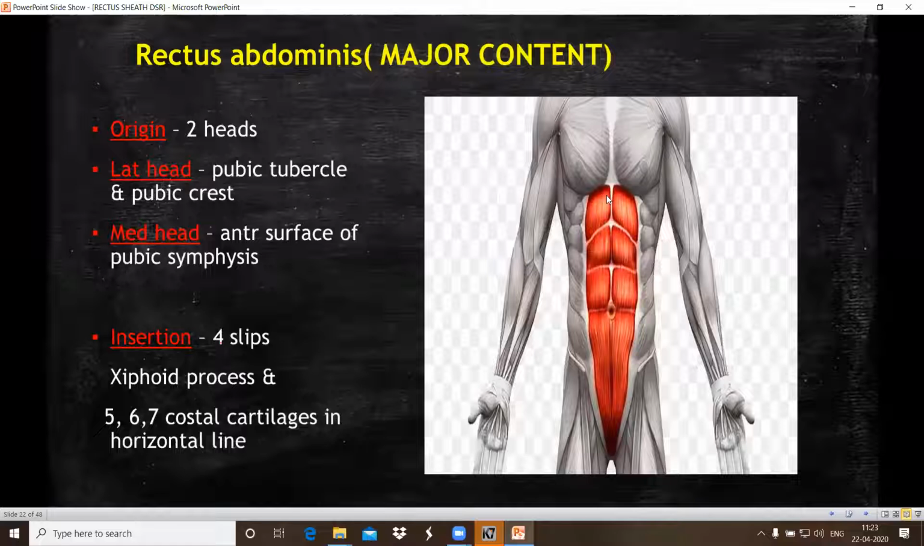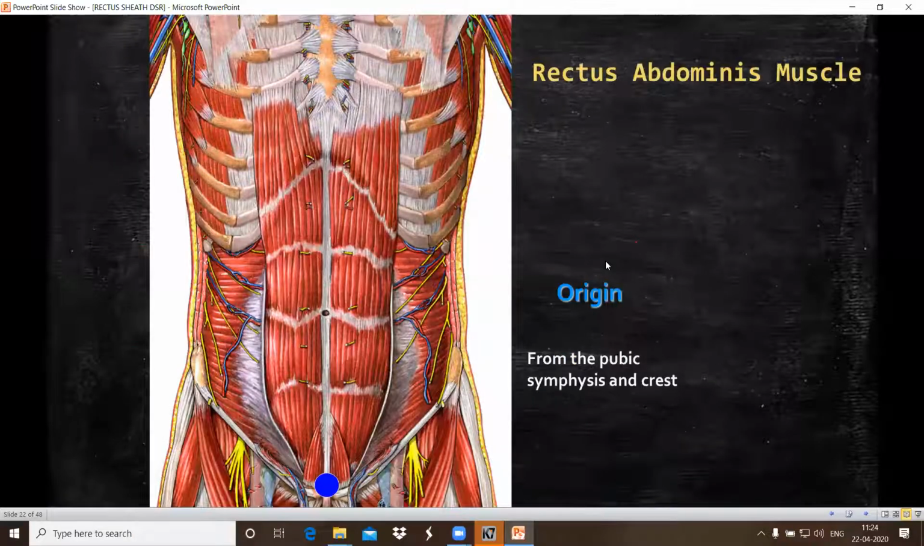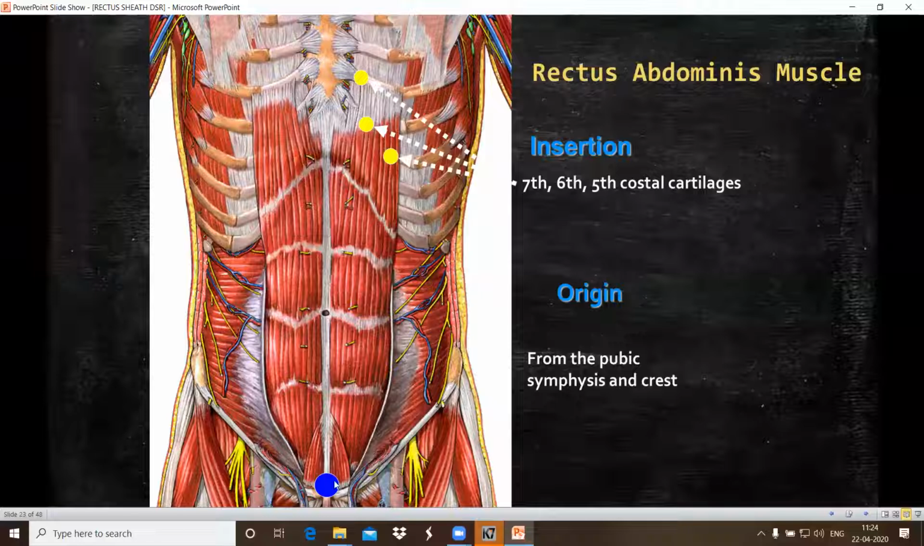Again I am repeating, rectus abdominis is the major vertical strap muscle of the abdomen. It is a major content of the rectus sheath. It has 2 origins: the medial head arises from the pubic symphysis and the lateral head arises from the pubic crest and tubercle. The fibers run upwards and are inserted to the xiphoid process and 5th, 6th, 7th costal cartilages. This diagram shows the origin and insertion.